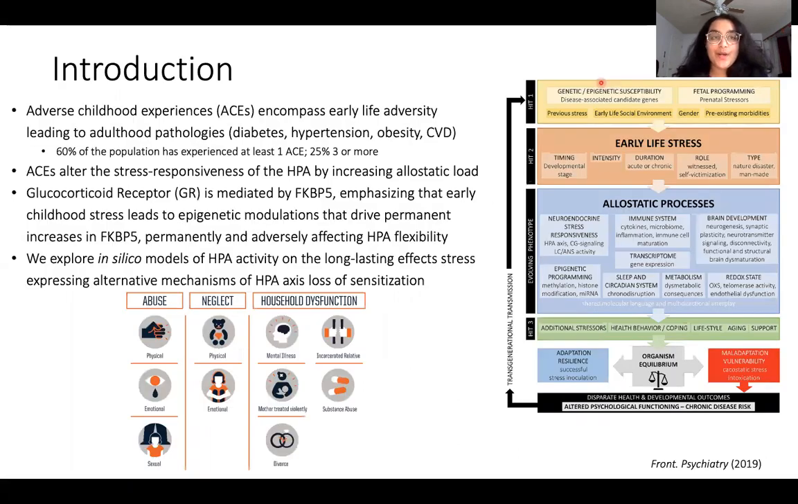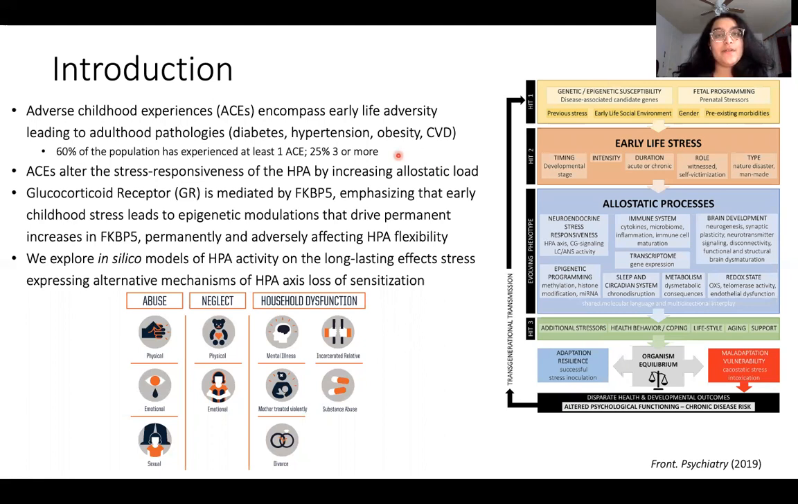So a little introduction regarding our project. Adverse childhood experiences encompass early life adversities. These adversities include abuse, neglect, and household dysfunction, and they have been shown to lead to adulthood pathologies, including diabetes, hypertension, obesity, and a range of cardiovascular diseases. ACEs are actually quite prevalent in the United States population, as provided through these statistics here.